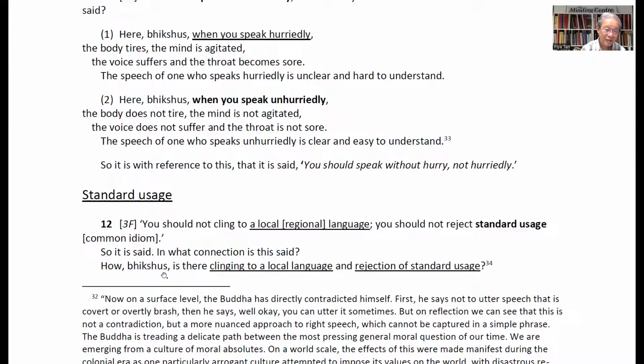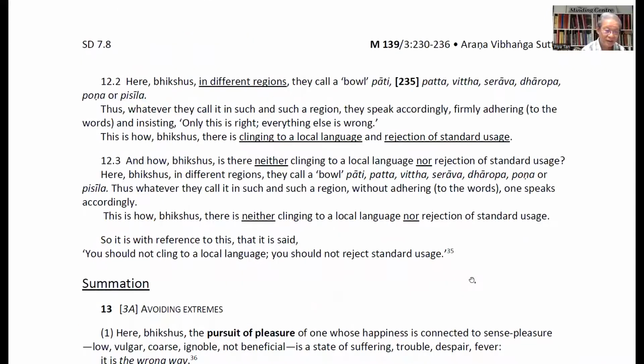How, bhikshus, is there clinging to a local language and rejection of standard usage? Okay, next section. Here, bhikshus, in different regions, they call a bowl pati, patta, vita, serawa, daropa, ona, or pisila. Now, this is where I don't translate the words because they are actual dialect words. In fact, all these words mean bowl, see?